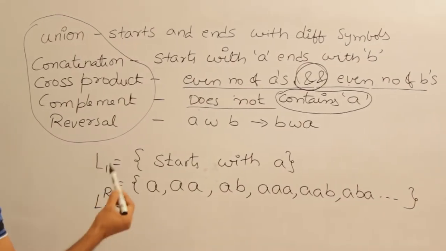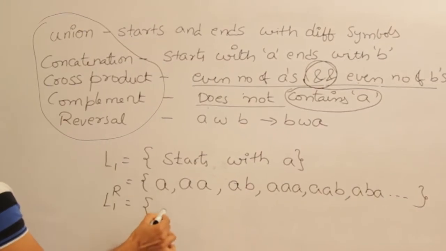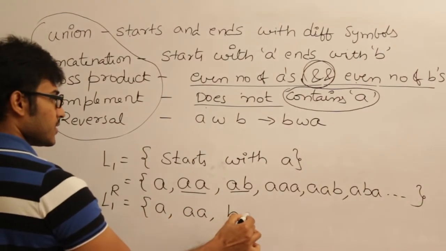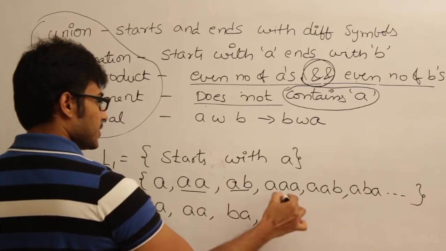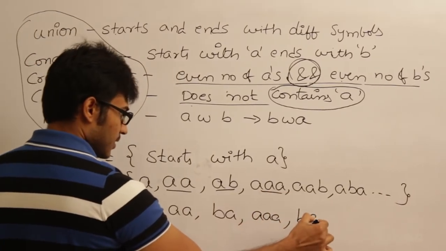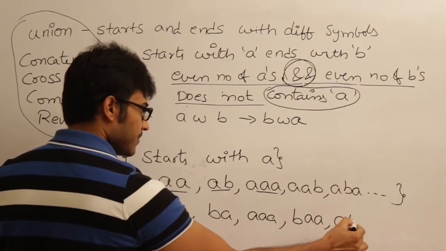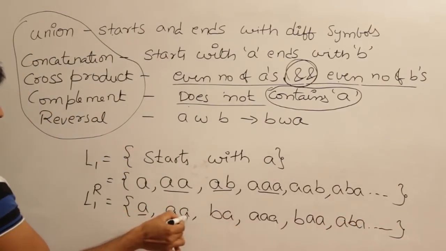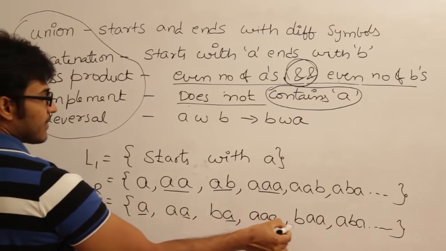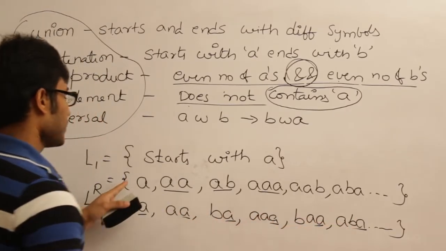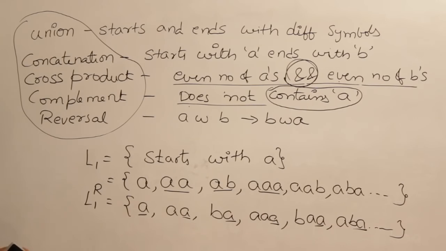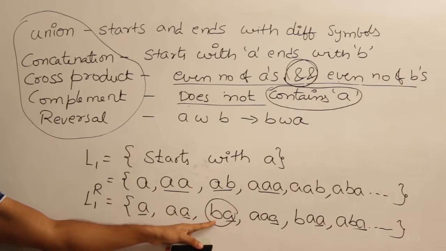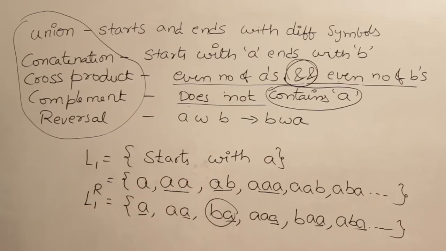L1 reversal is nothing but take each string and reverse it. Each one reversed, like B, A, B, A. If you look at this language, it will be ending with A. If the initial language is starting with A, this reversal language will be ending with A. See this: the string is there in this language L^R, but it is not there in the initial language.